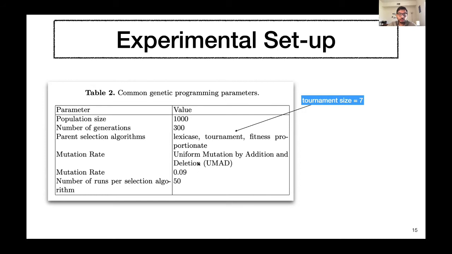We also do not perform crossover and use only an operator called UMAD. So UMAD has been chosen because it produces the best results in the literature so far for these kinds of software synthesis problems. And for each combination of software synthesis problem and selection algorithm, 15 independent runs were launched.